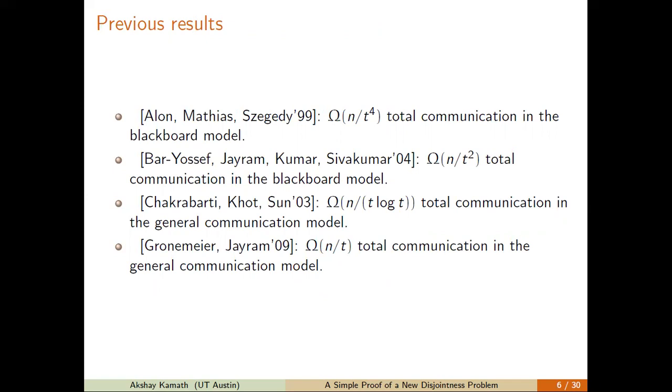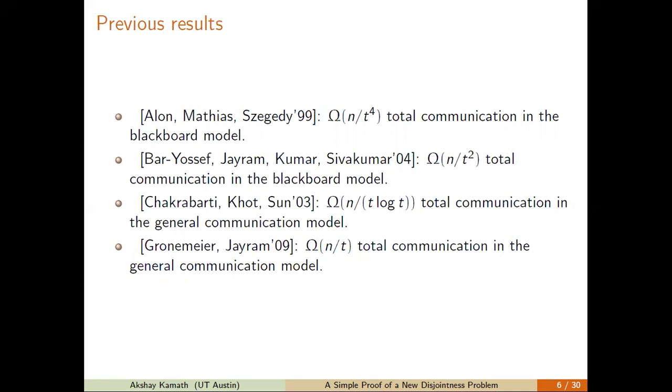There have been many papers that have studied this problem before. Alon, Matias, and Szegedy proved an n over t to the 4 lower bound in the blackboard model. Bar-Yossef, Jayram, Kumar, and Sivakumar proved an n over t squared communication lower bound in the blackboard model. Chakrabarti, Khot, and Sun proved an n over t log t communication lower bound in the general communication model. And Gronemeier and Jayram independently proved an n over t total communication lower bound in the general communication model.